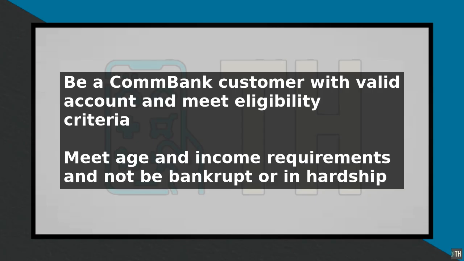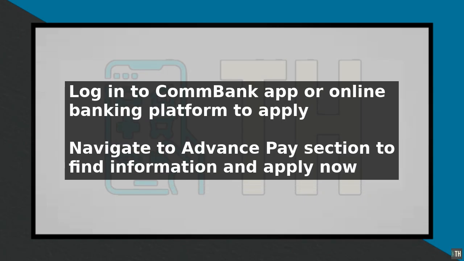First, log into your Commbank app or online banking platform using your username and password. Navigate to the Advance Pay section, where you will find information about the feature, including the eligibility criteria and the application process. If you are eligible, you can apply for Advance Pay by clicking on the Apply Now button.